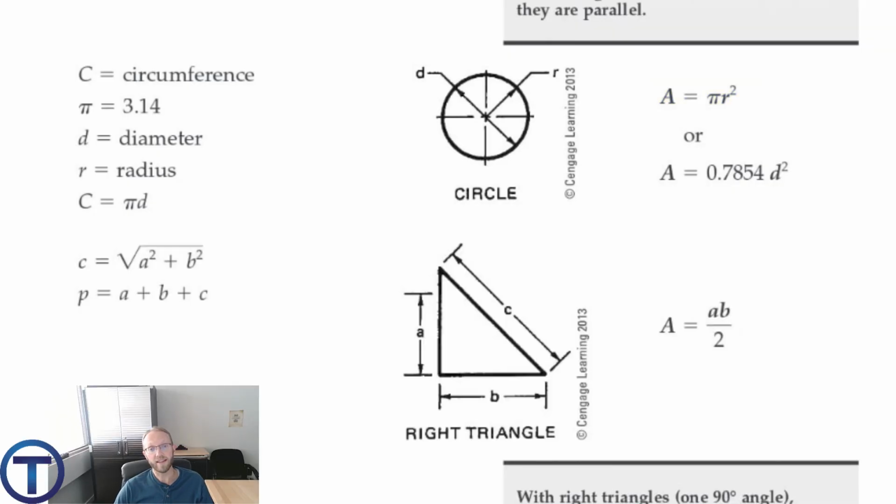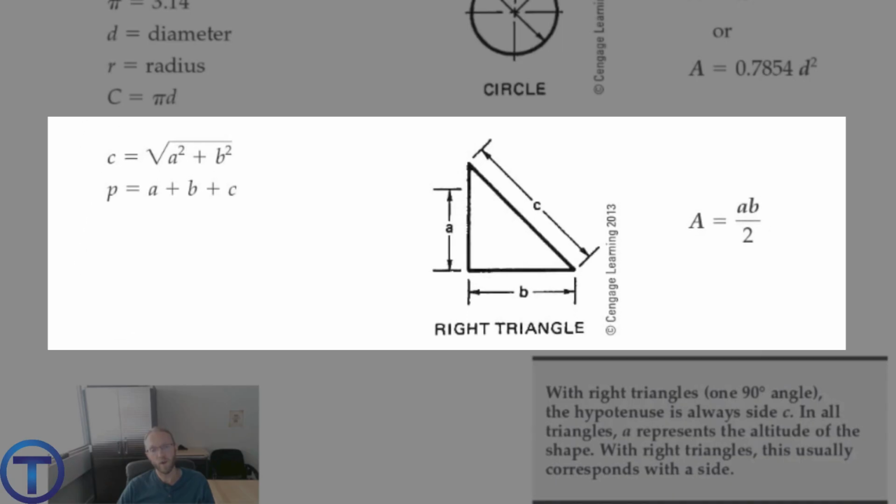Next, let's look at the triangle. This right triangle has 2 sides that are the same length. We deal with this triangle all the time in plumbing.